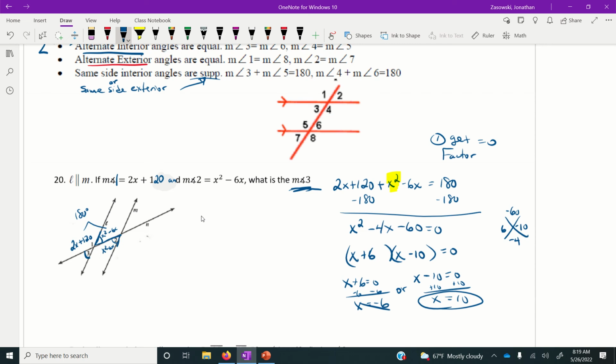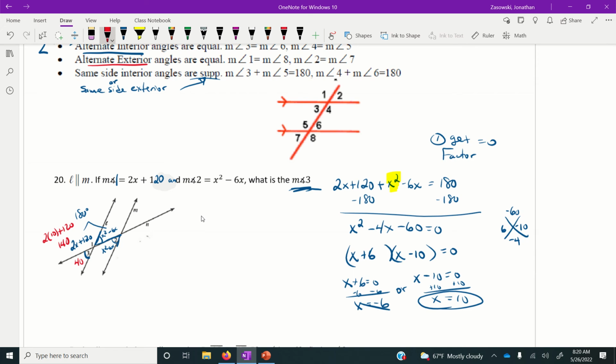Now, angle 3 is right here. So it is supplementary to this one and equal to this one. So you could use either of these. Let's go ahead and plug in here. If we plug into 2 times 10 plus 120, this is 40 plus 120. This makes this 140. And so the angle 3 is going to have to be 40 degrees.